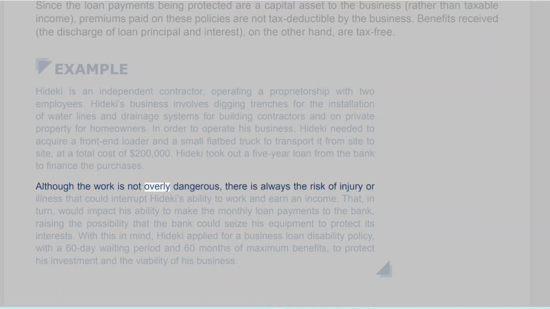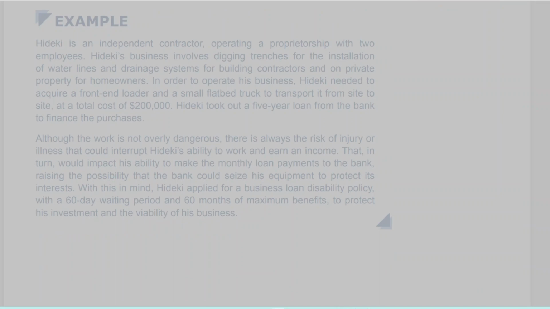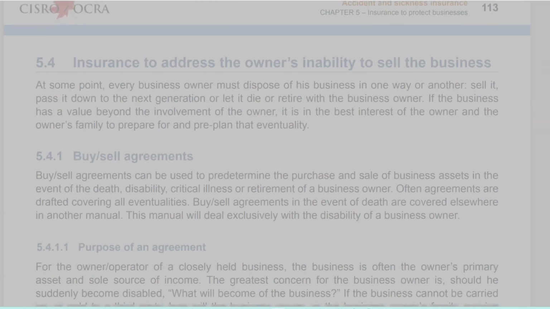Although the work is not overly dangerous, there is always the risk of injury or illness that could interrupt Hideki's ability to work and earn an income. That, in turn, would impact his ability to make the monthly loan payments to the bank, raising the possibility that the bank could seize his equipment to protect its interests. With this in mind, Hideki applied for a business loan disability policy, with a 60-day waiting period and 60 months of maximum benefits, to protect his investment and the viability of his business.